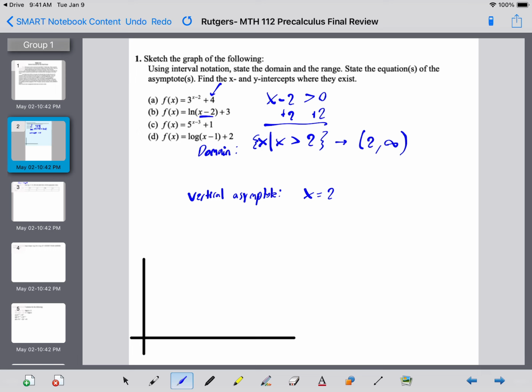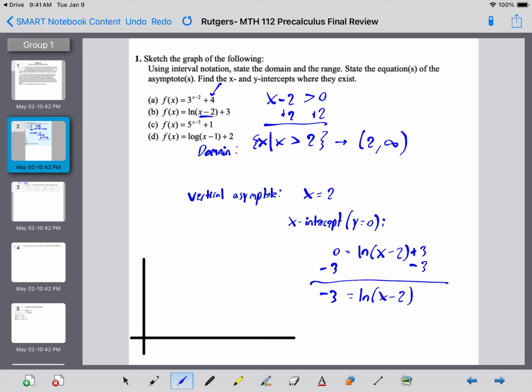So now let's find the x-intercept. Again, an x-intercept is where y equals 0. So we're going to plug in 0 for y. Okay. And now we can subtract 3 on both sides. We get negative 3 equals ln of x minus 2. The reason we do this is to isolate the ln. And then there are two things you could do.